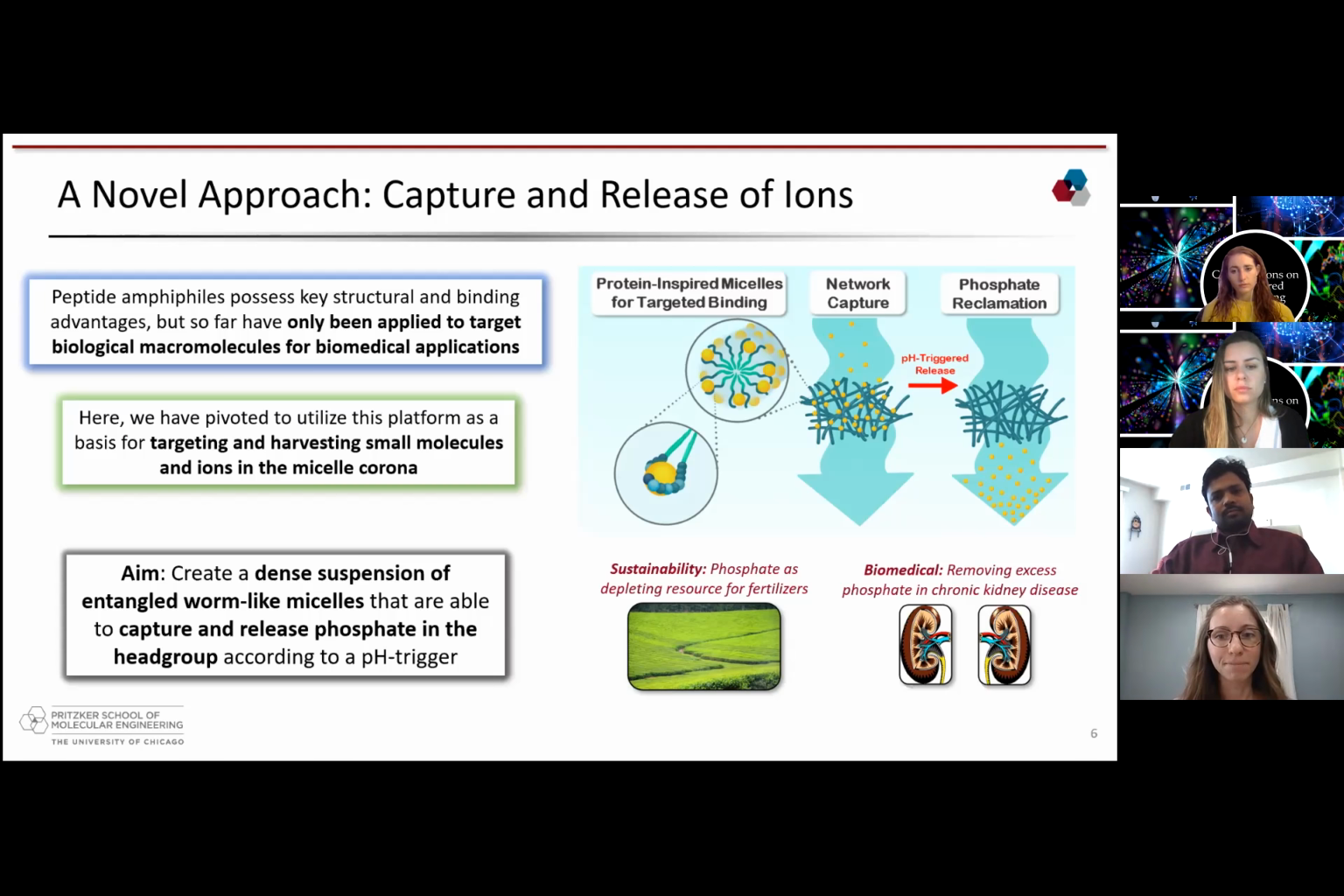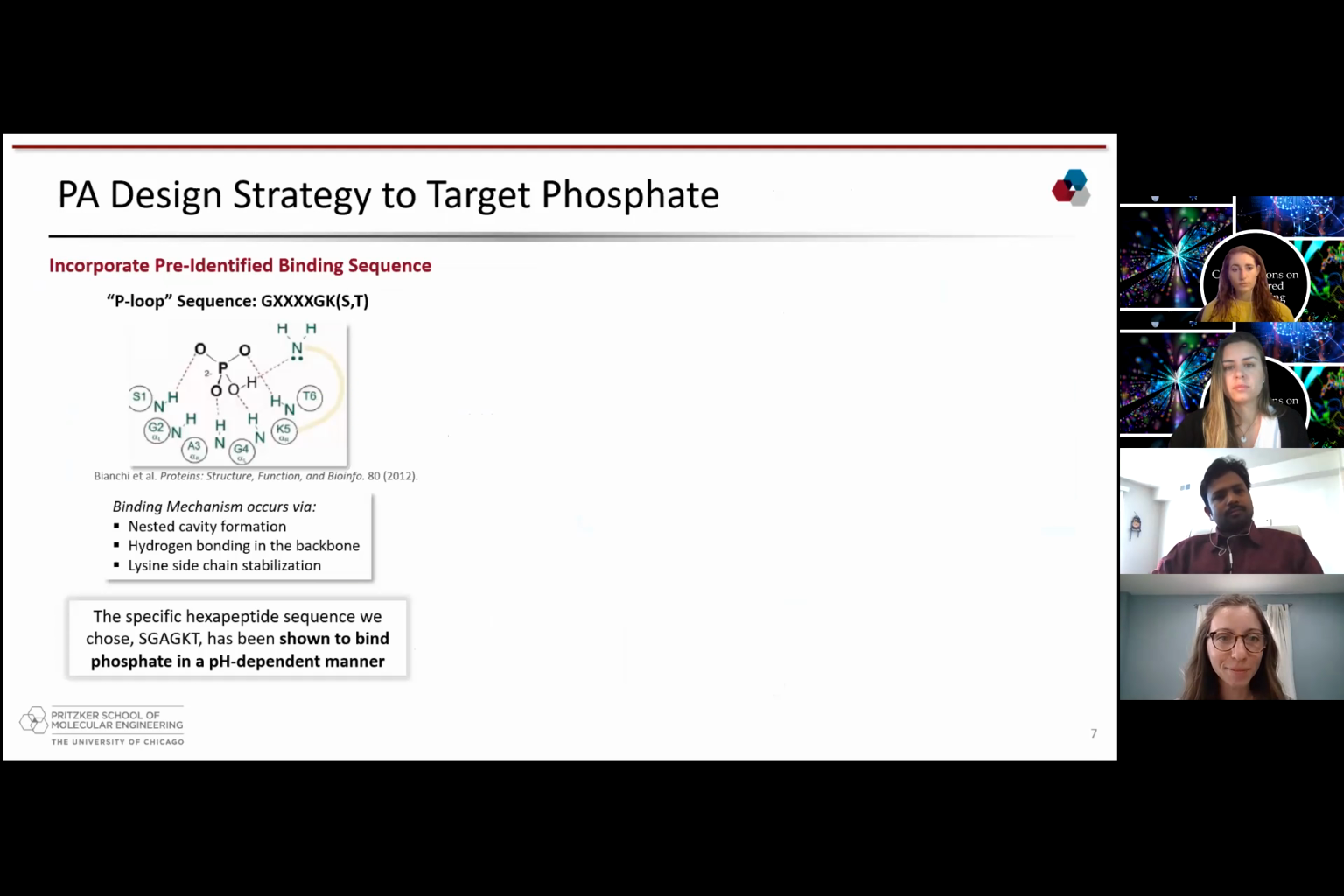So that's the background. Now I'm going to share first the design of our materials, then the material characterization, and then also the phosphate binding abilities. Okay, so how did we design our material? As I said, we are utilizing a protein-derived phosphate binding sequence that has been well studied and characterized. There's a specific amino acid sequence known as the P loop that has been identified in phosphate binding proteins that usually binds to the phosphate of ATP. And this binding mechanism occurs through a nested cavity formation that's depicted in this cartoon here, and also through hydrogen bonding in the backbone, and then a lysine side chain that comes around and stabilizes the phosphate.